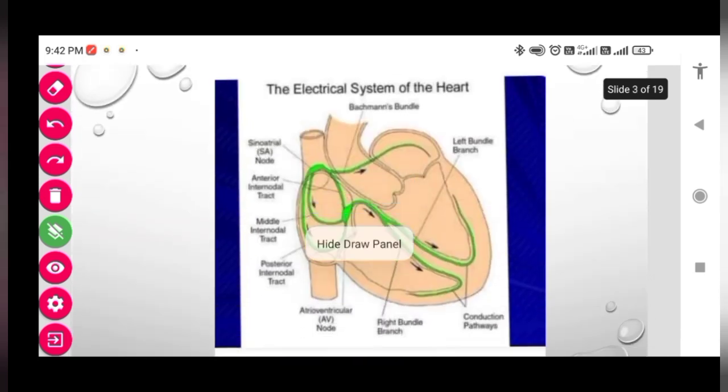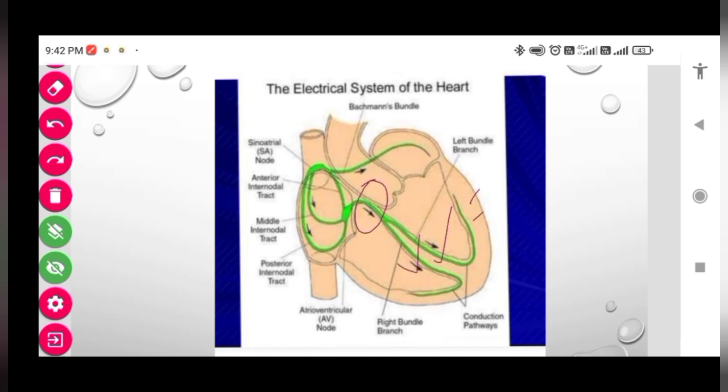Next, coming to the conducting system of the heart. This slide shows the conducting system of the heart. It consists of SA node, AV node, the bundle of His, right bundle branch, left bundle branch, which in turn divides into a number of Purkinje fibers, as you can see here. There are three internodal tracks between the SA node and the AV node: anterior, middle, and posterior internodal tracks.